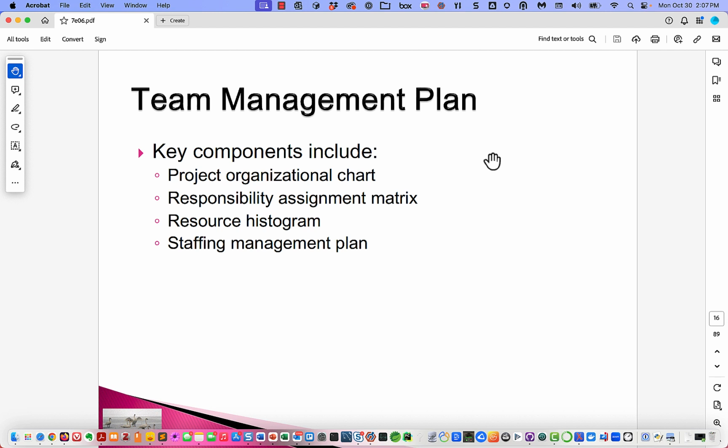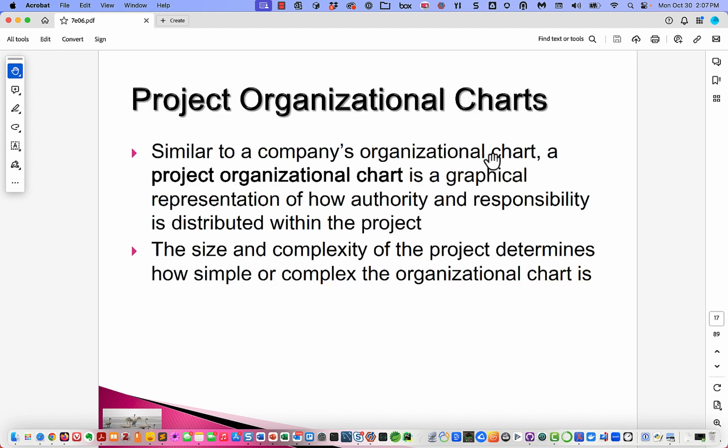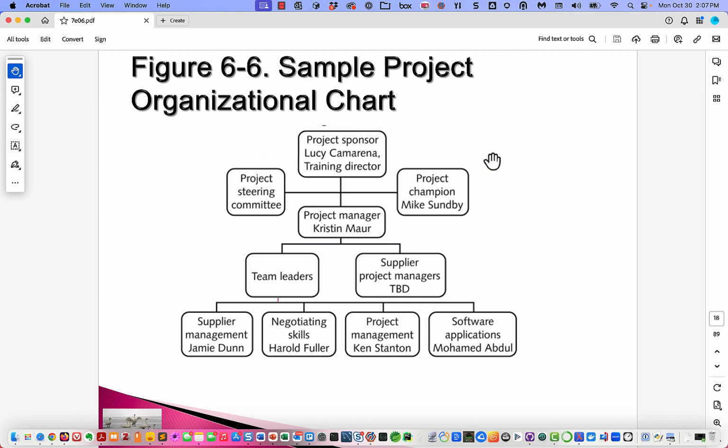And the kind of things that we have here is a project organizational chart, responsibility assignments matrix, a resource histogram, and a staffing management plan. So project organizational charts are just what you think they are. Okay, they are hierarchical charts that show how the project's organized with respect to people and who reports to whom. Okay.